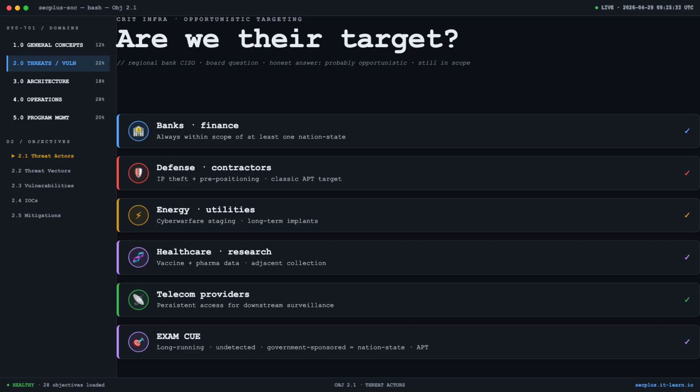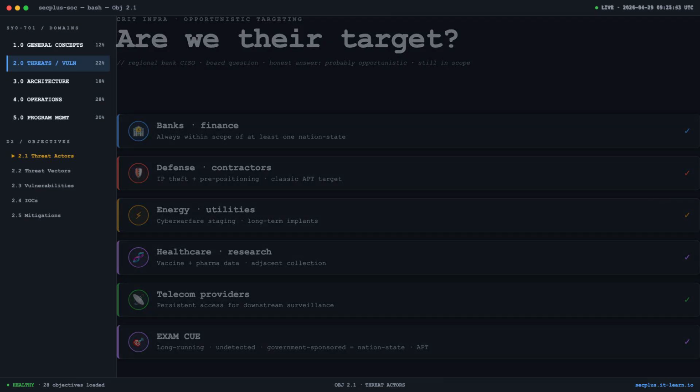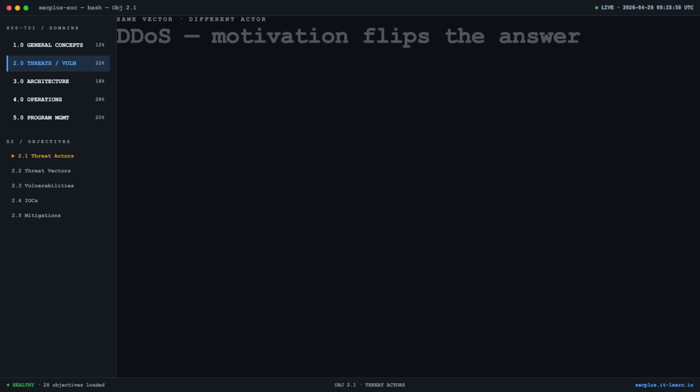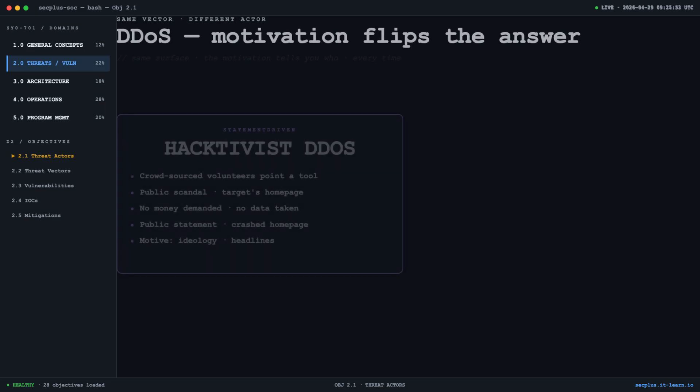Now another pattern. The crowdsourced denial of service against a corporation that just had a public scandal. Volunteers from around the world download a tool, point it at the corporate website, and overwhelm it for a few hours. No money demanded, no data stolen, just a public statement and a crashed homepage.